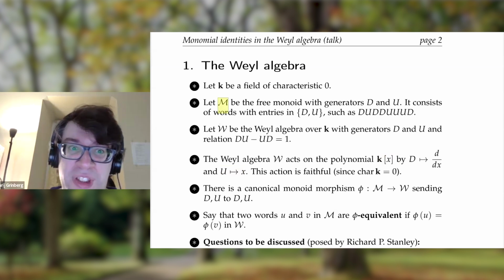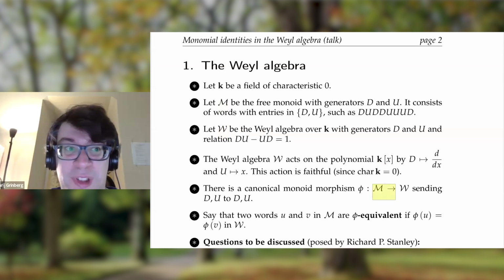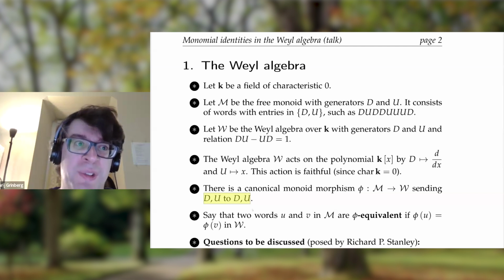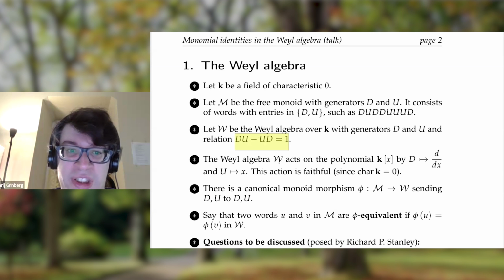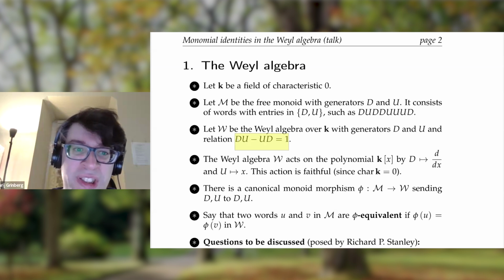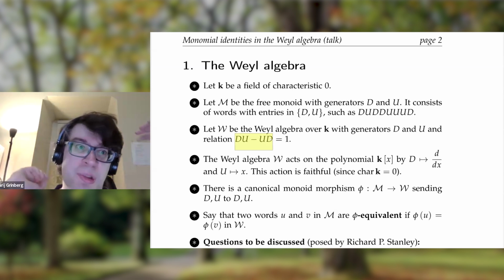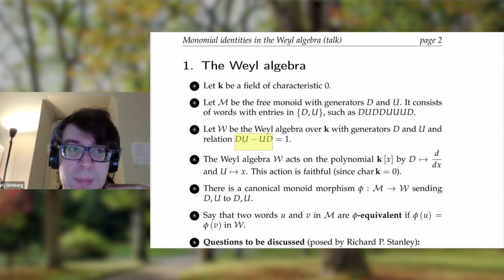So what's the connection between M and W? Well, M is a free monoid, so you can map it to the multiplicative monoid of W, sending D and U to D and U respectively. If you think about it for a while, you will see that this morphism is not injective, because W has a relation, DU minus UD is 1. And this relation doesn't directly make DU and UD the same in W. If you use it many times, you can sometimes get monomials that are equal.